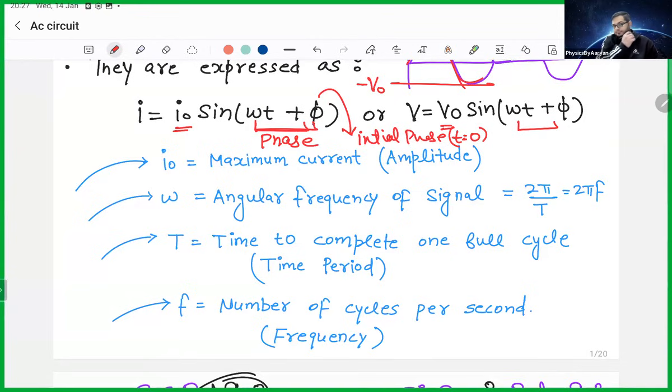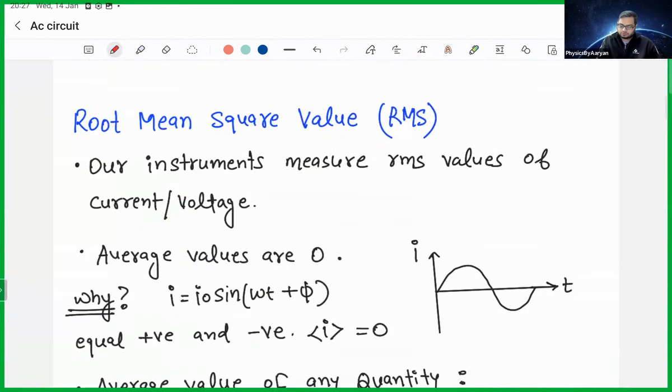So all of this clear? Yes. Any doubt up to here? Yes. Time and frequency, all those things you already know.